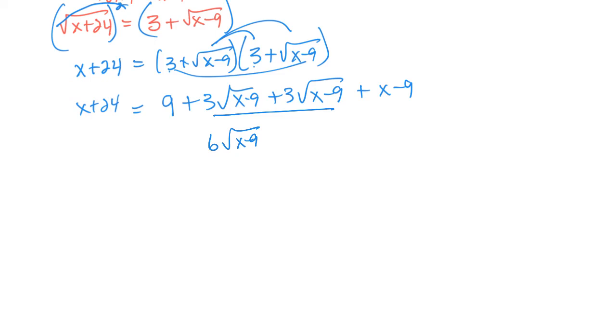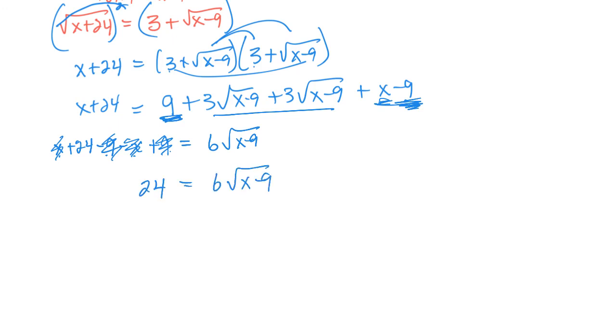And then why don't I take this stuff and move it to the left side? So already there I have x plus 24. If I bring this over, it'll be a minus 9. If I bring this over, it'll be a minus x. If I bring this over, it'll be a plus 9. Notice what I'm trying to do there is isolate the radical. So x minus x, oh, they cancel. Nice. Minus 9 plus 9, those cancel too. So I just have 24 there. Nice. 24 is equal to 6 root x minus 9.